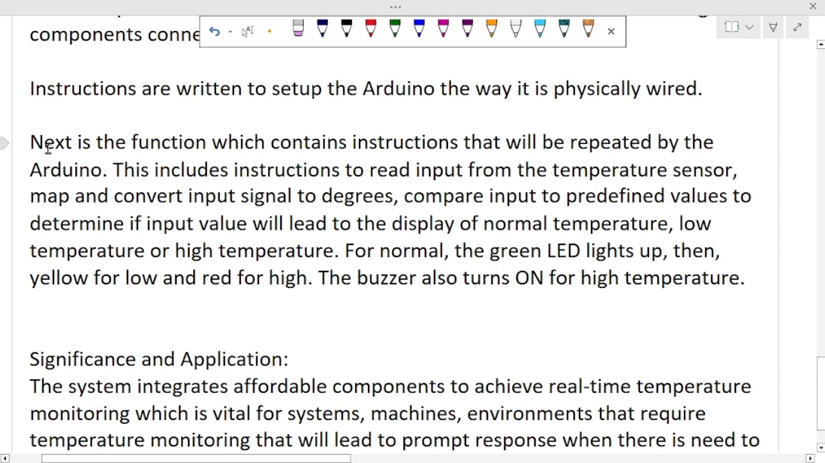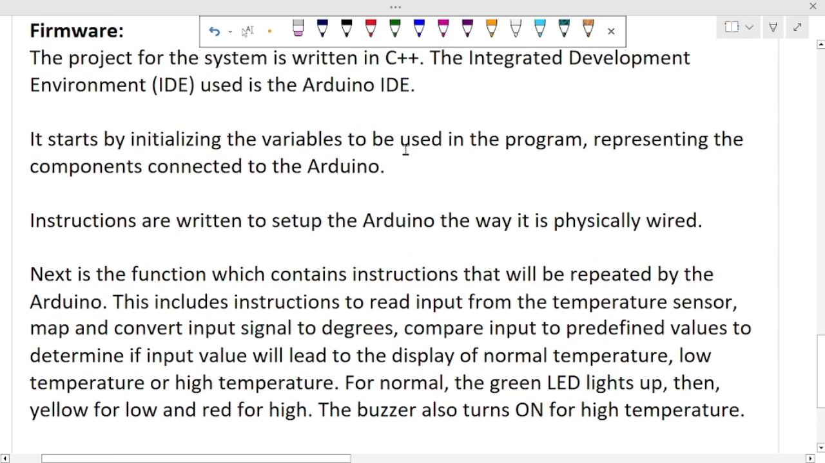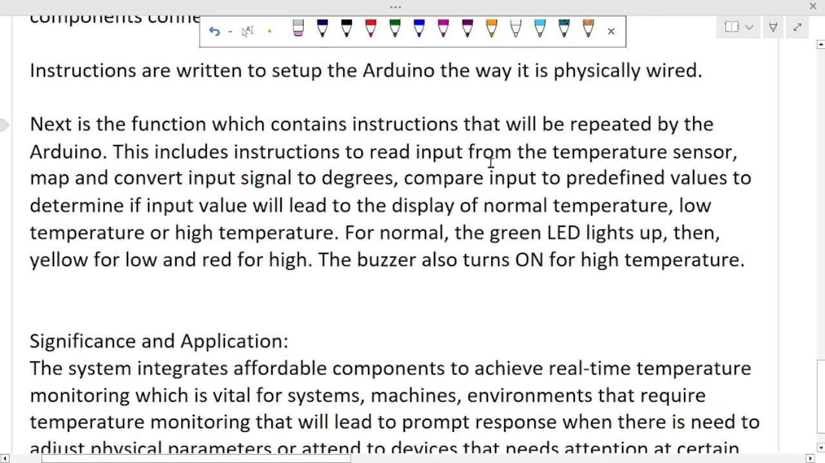Okay, then the next is the function, which contains instructions that will be repeated. That is the void loop. This part is the void setup. Okay, void setup. So a void setup here, initializing variables. Then this part is the void loop, just describing it, which contains instructions that will be repeated by the Arduino.